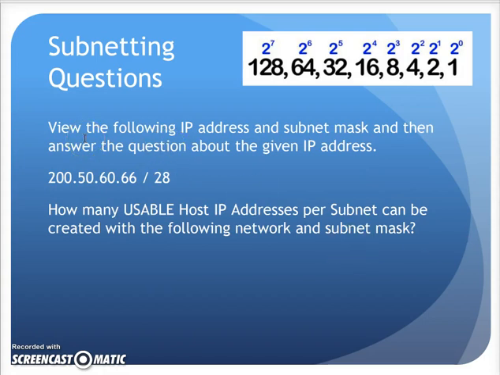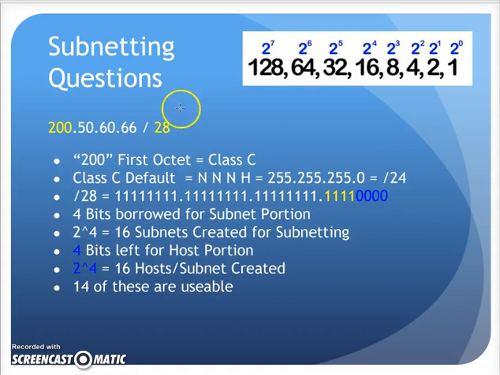This one right here, 200.50.60.66/28. How many usable host IP addresses per subnet can you get? You notice usable. Okay, so 200, I'm thinking class C, /28, I know there's bits borrowed. So I'm thinking, okay, 200 class C, /28. What I have now is 255.255.255. Here is the 4 bits borrowed. That's what it tells me, 4 bits borrowed.